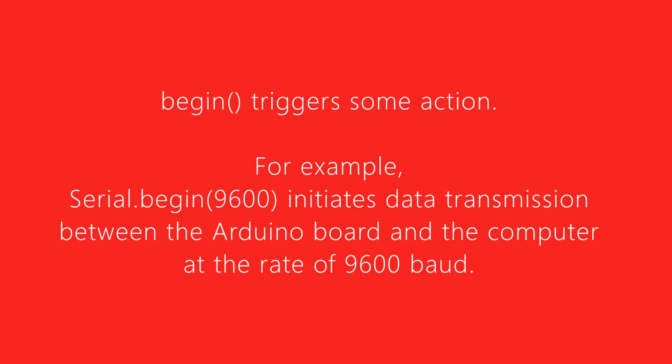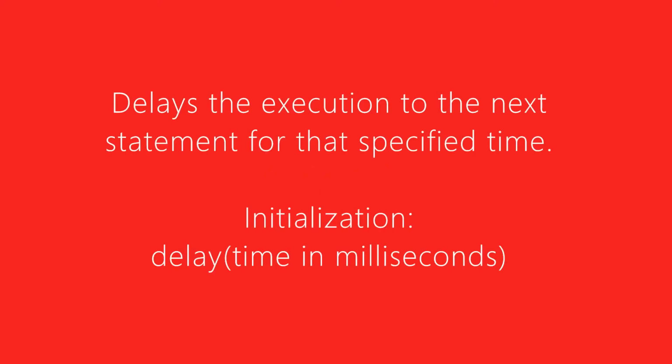8. Begin function. This function triggers some activity based on the macro specified. It takes a parameter, the data exchange rate. Usually it's used with Serial to trigger data exchange between the serial monitor and the Arduino board. For the print function to work, you must use this function inside the setup function. Next, 9. The delay function. The delay function delays the execution of the next statement for the specified time. Okay. That's all we need, despite there being many more.